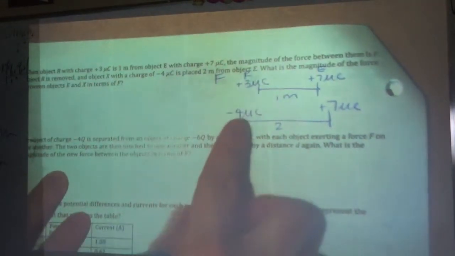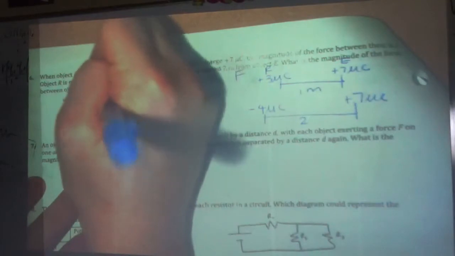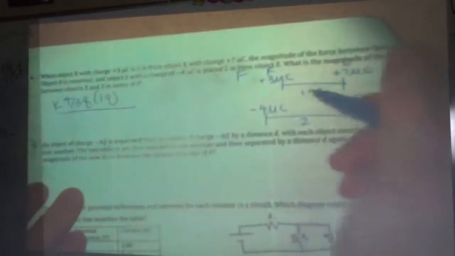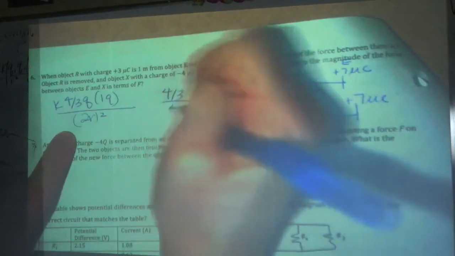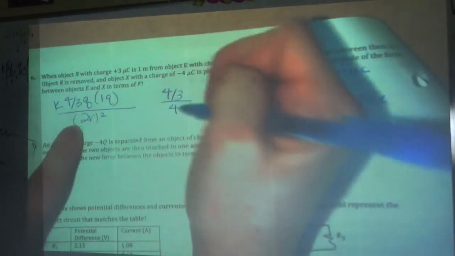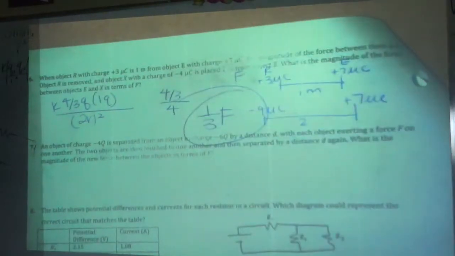So this charge changed. It went from 3 to 4, so that's 4/3 the original charge. This one stayed the same, so that's still 1q. And then the distance went from 1 to 2, so that's twice the radius. So if I'm just looking at the factors that changed, I have 4/3 the original on top, and then 4 because the 2 gets squared, so that leaves me with 1/3 the original force.